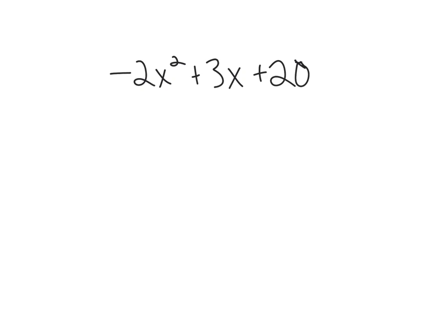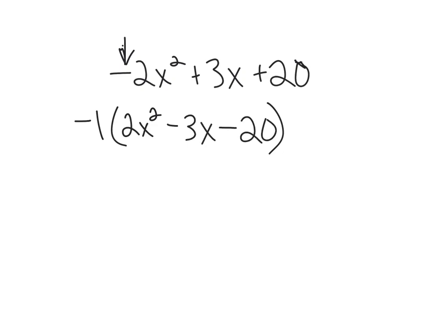So this problem is a little different. There's not a greatest common factor here other than 1. The issue on this problem is we have a negative squared term. And so what we're going to do, just to make it easier for us, more consistent with what we've been doing, is we're going to factor out a negative 1 first. We factor out a negative 1, basically that's just changing the signs of everything. Okay?